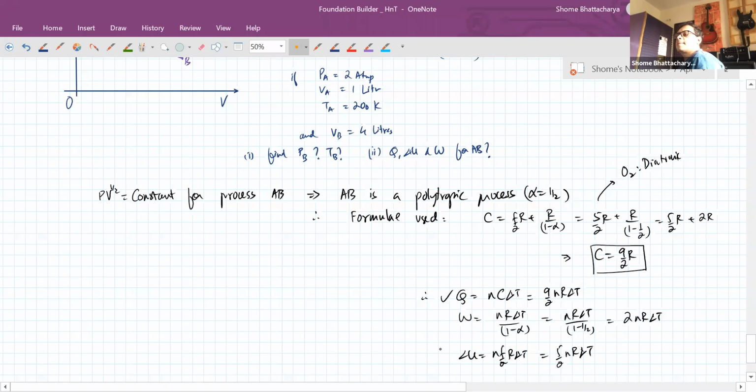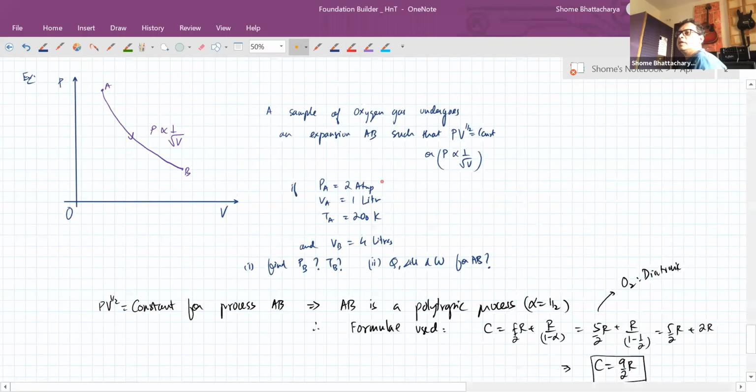So now we have to use these formulae. But to use these formulae, we need the initial and final state. So that is where now this will come in, that this being the case, PAVA to the power half is equal to PBVB to the power half. So pressure at the point B will become pressure at the point A into square root of VA by VB. So 2 atmospheres into square root of 1 divided by 4. So pressure at B is becoming how much? It is becoming 1 atmosphere.